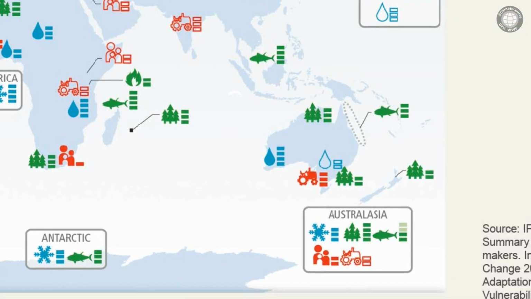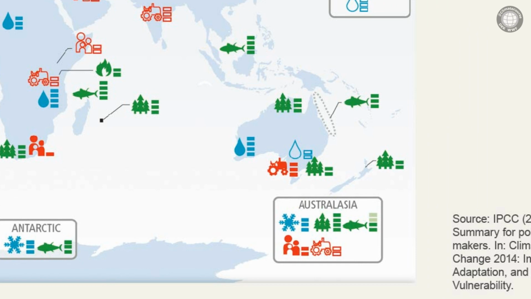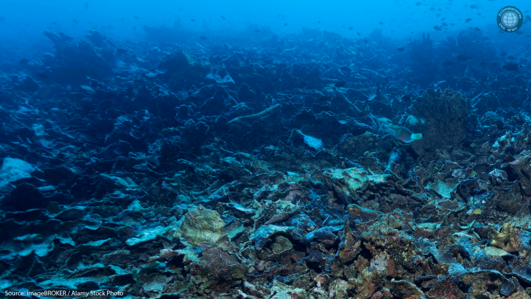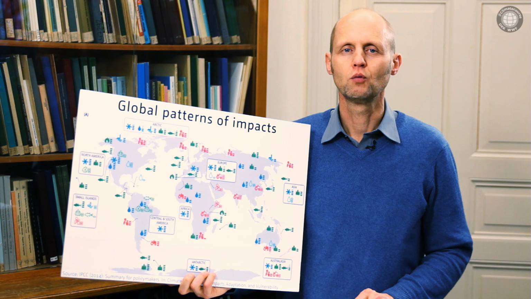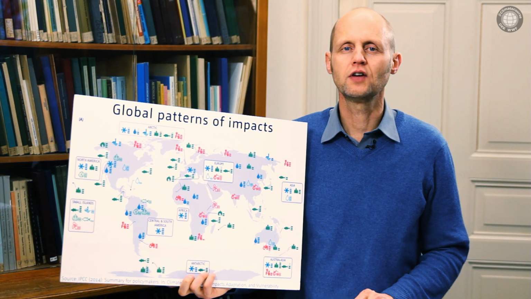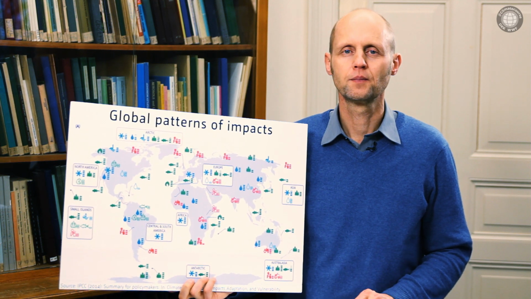A final example. We have observed changes in the coral reefs in Australia, where corals are being damaged due to increased sea level rise and increased concentration of CO2 in the ocean, which could also lead to the loss of these valuable ecosystems in the future.